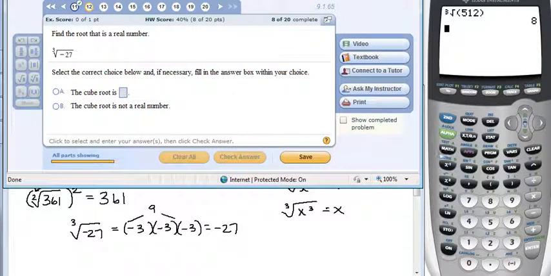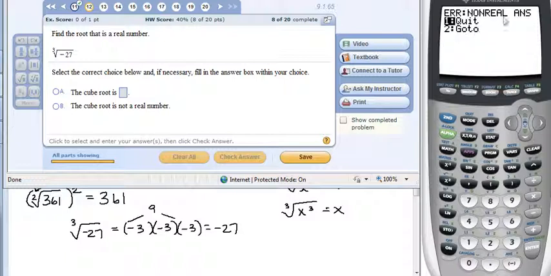And you can also use your calculator. Your calculator will tell you that. You can put a negative in here, negative 27, and you get a negative 3. Now what happens when I do an even index with a negative, negative 49? It's going to say, oh, not real. It's a non-real answer. Okay? So your calculator can help you.